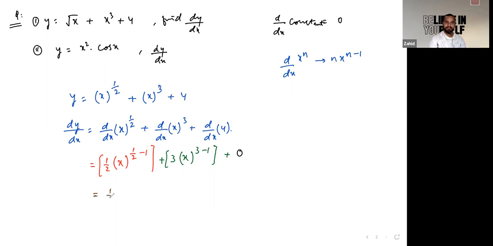On simplifying, you will get half x raised to half minus 1. It will be just minus half plus 3 times x raised to 2. Now we have x raised to minus half, so move this term to the denominator. Its exponent will become plus half. So it will be plus half times 3 times x squared. Plus half is nothing but square root. So it will be written as 2 root of x plus 3 times x squared as your final answer.